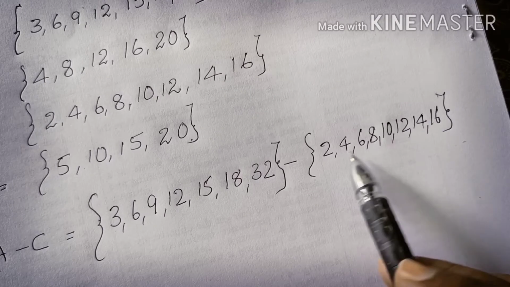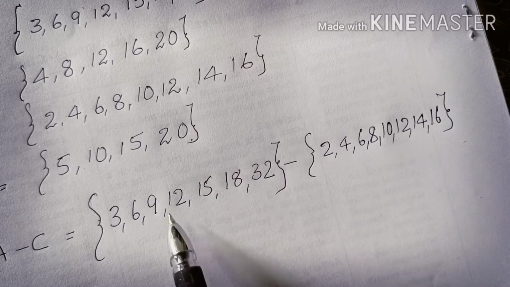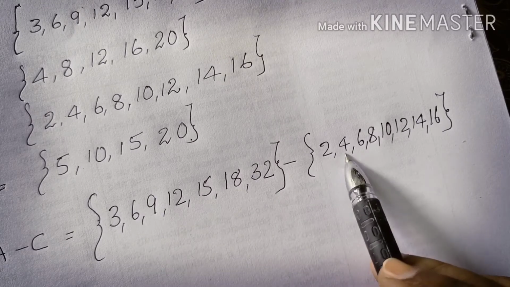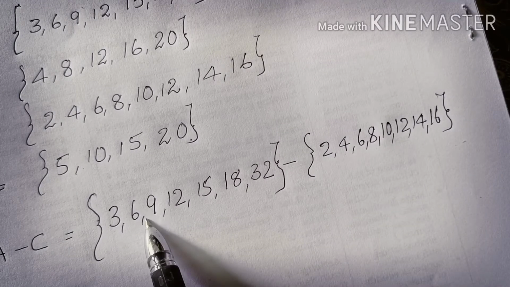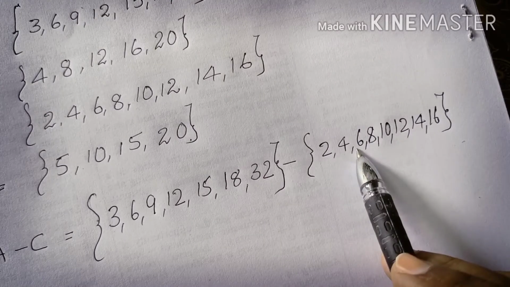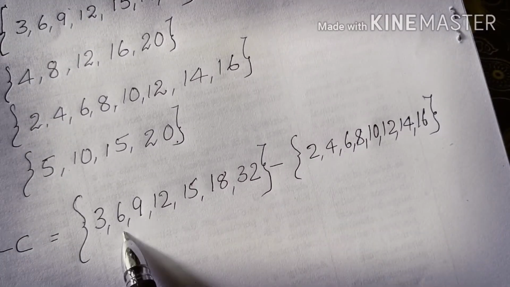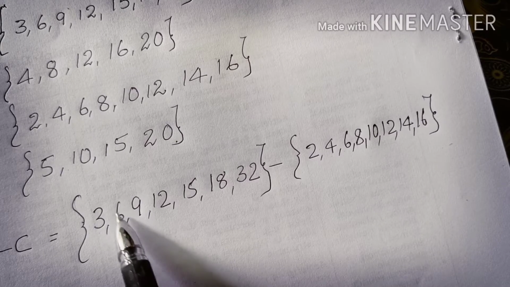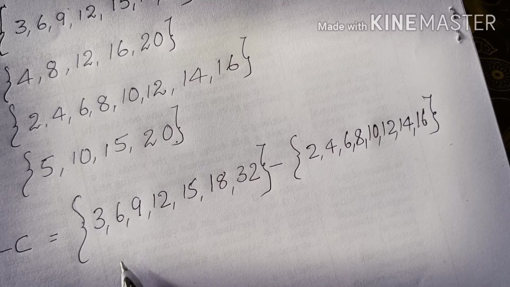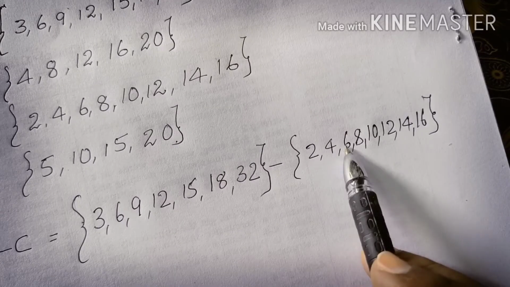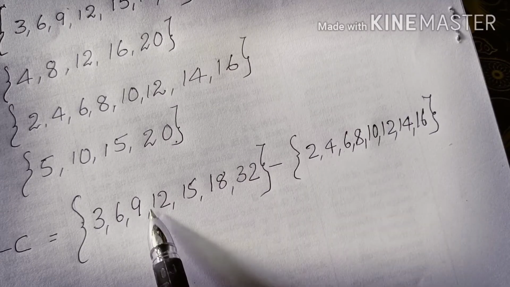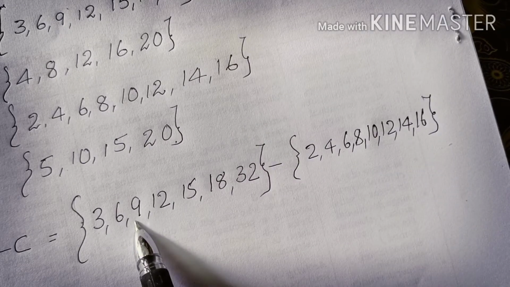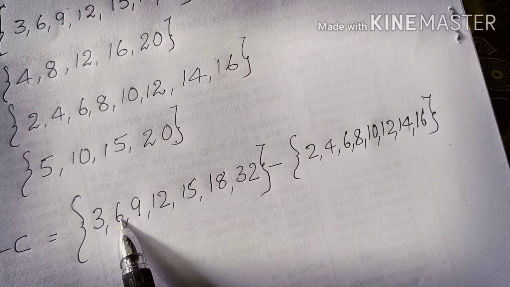So, for any element from C, we check if it is present in A. See, 2, is it present in A? Not there. 4, not present. Coming to 6, 6 is present in A. So, we have to strike off 6. We should not enter 6 in A minus C. This is a common element of A and C. So 6 is present in A, 6 is present in C, we have to strike this one off.